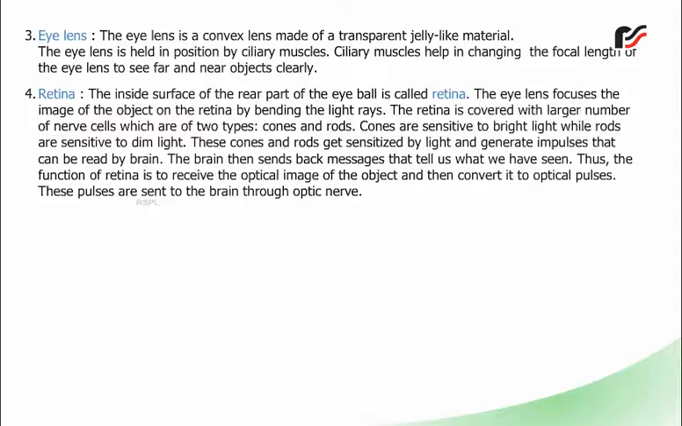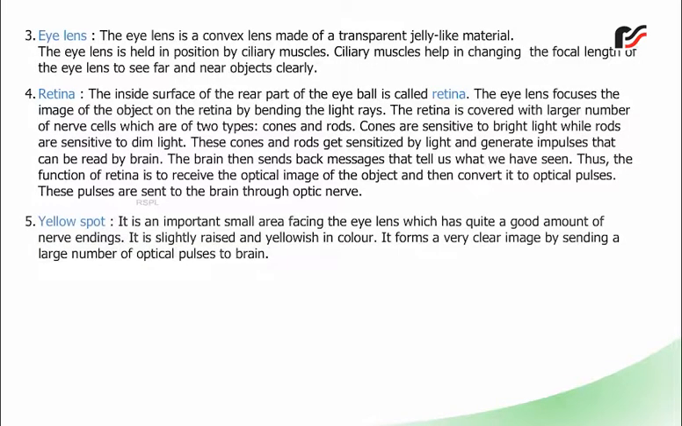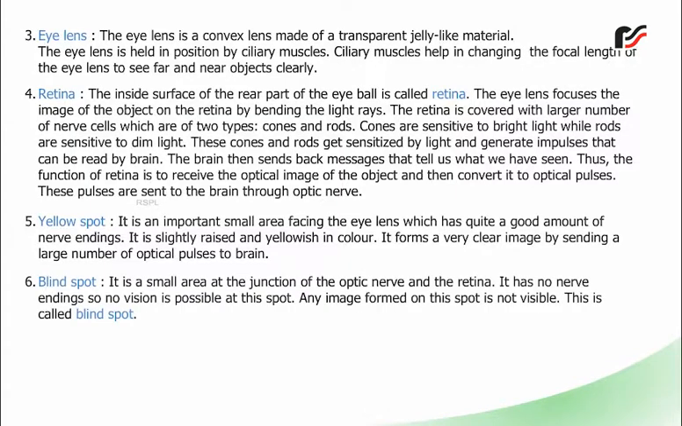Thus, the function of retina is to receive the optical image of the object and then convert it to optical pulses. These pulses are sent to the brain through optic nerve. 5. Yellow spot. It is an important small area facing the eye lens which has quite a good amount of nerve endings. It is slightly raised and yellowish in color. It forms a very clear image by sending a large number of optical pulses to brain.